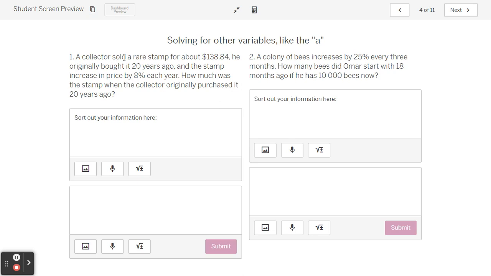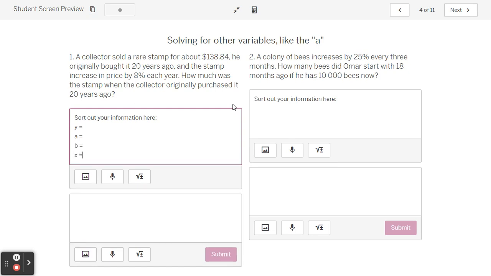A collector sold a rare stamp for about $138.84. He originally bought it 20 years ago, and the stamp increased in price by 8% each year. How much was the stamp when the collector originally purchased it 20 years ago? Now, let's sort out the information we have. As an exponential growth question, we know that this question will involve y, a, b, and x.